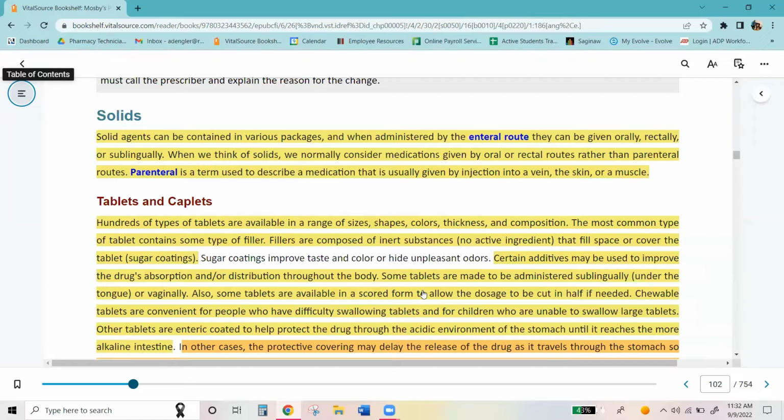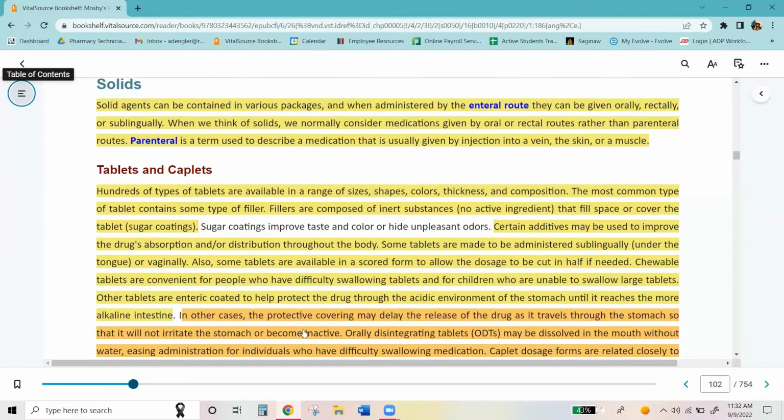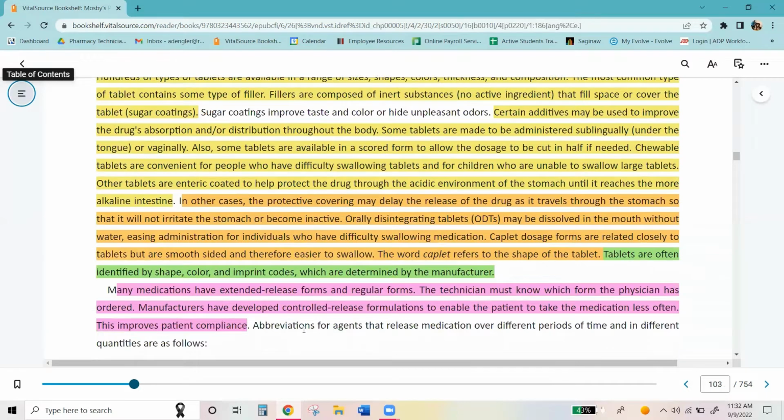Chewable tablets are convenient for people who have difficulty swallowing tablets and for children who are unable to swallow large tablets. Other tablets are enteric coated to help protect the drug through the acidic environment of our stomach until it reaches the more alkaline intestines, which is less acidic. In other cases, the protective covering may delay the release of the drug as it travels through the stomach so that it will not irritate the stomach or become inactive.